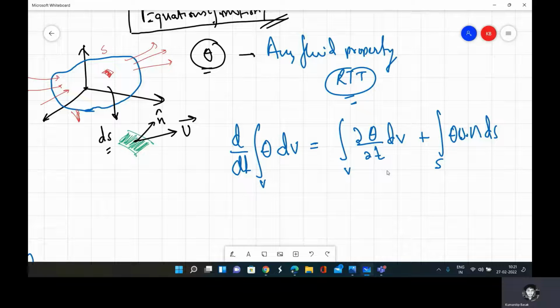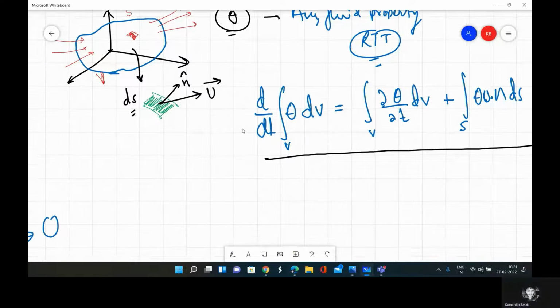Because consider a situation where the inside of the control volume is steady, nothing is changing, but fluid is going in and going out. So there is a net change of this property inside the control volume. That is being represented in this equation where Reynolds transport theorem is also invoked, and this is the conservation principle for theta. Fine. This is a very elegant mathematical construct.